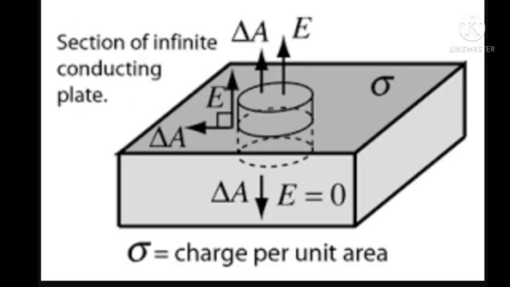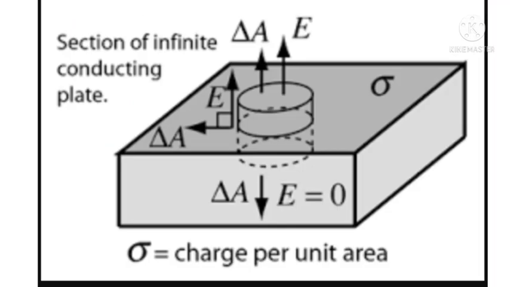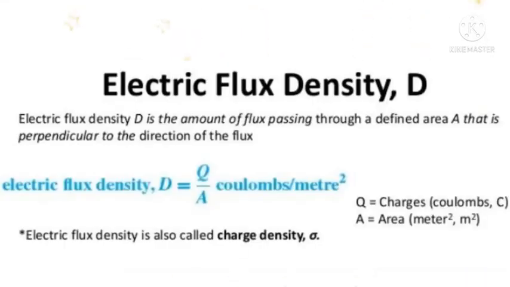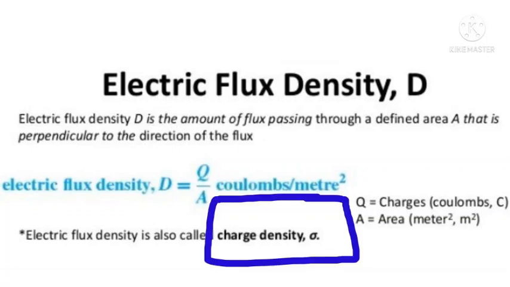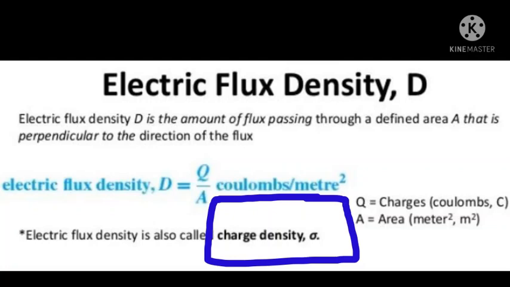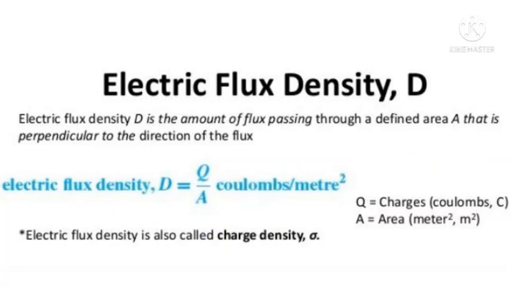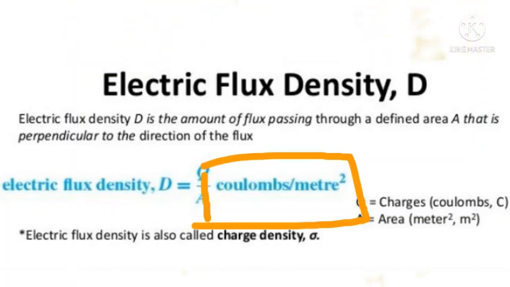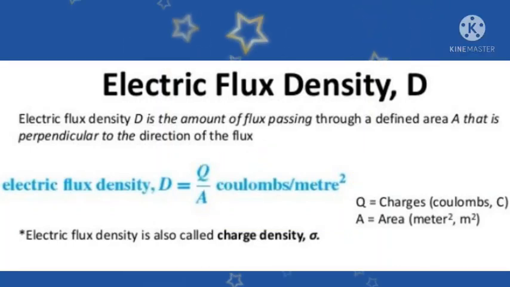Now let's study electric flux density. Students, electric flux density is the electric flux per unit area. Since electric flux density is related with area, we can also call it charge density, and it can be denoted with the symbol sigma. The SI unit of electric flux density is coulomb per meter square. Children, this is all about electric flux density.